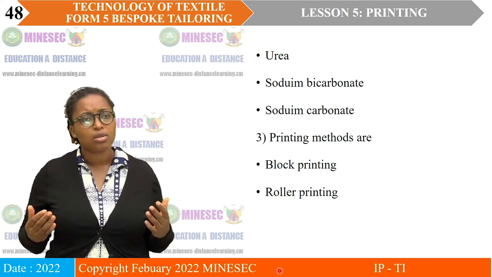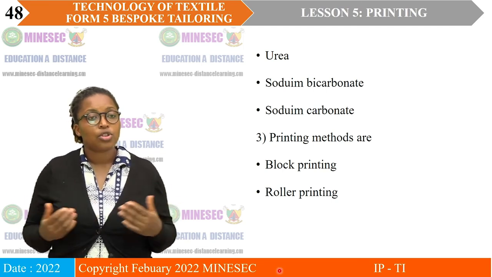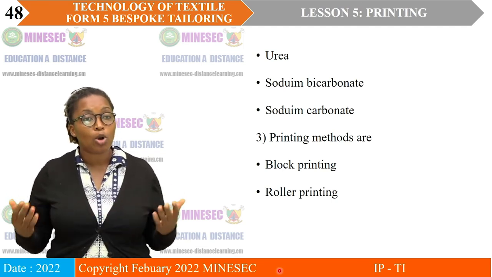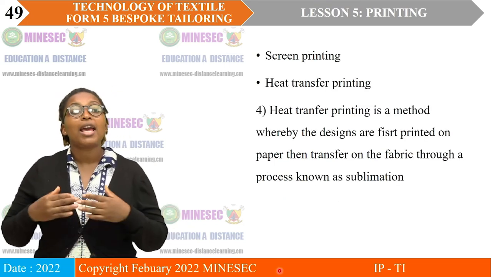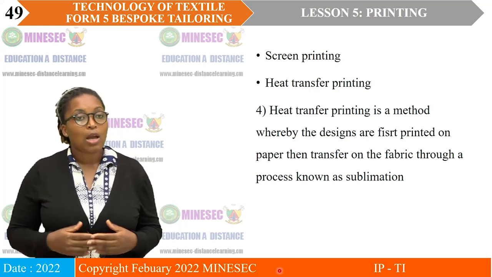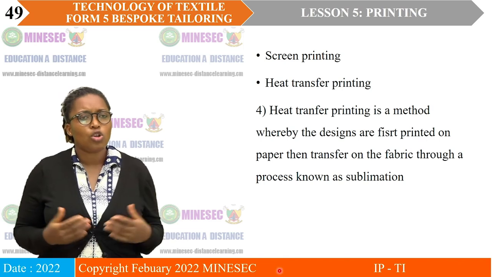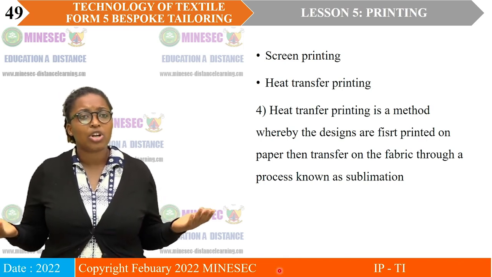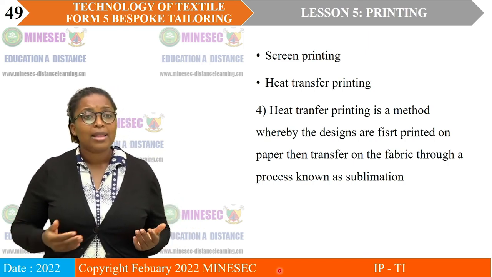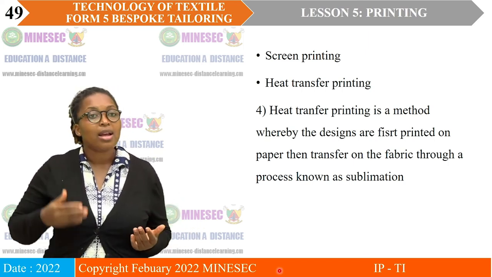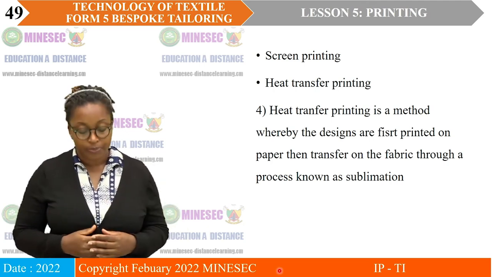A third question was the four printing methods that we have just studied. The four main printing methods are block printing, roller printing, screen printing, and heat transfer printing. And our last exercise was to explain heat transfer printing. In simple terms, heat transfer printing is a method whereby the designs are first printed on paper, then transferred onto the fabric through a process known as sublimation. That's good.